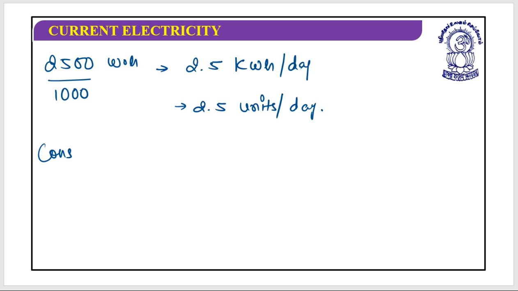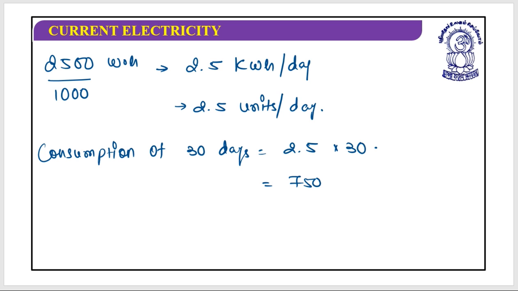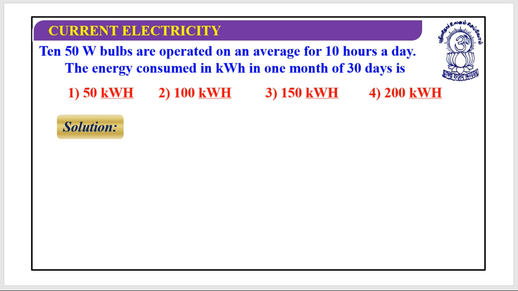So consumption of 30 days is 2.5 multiplied by 30. That is 750 units of energy that has been used. Yes, I hope these things are clear. Is it? Great. Let's look at the next question.